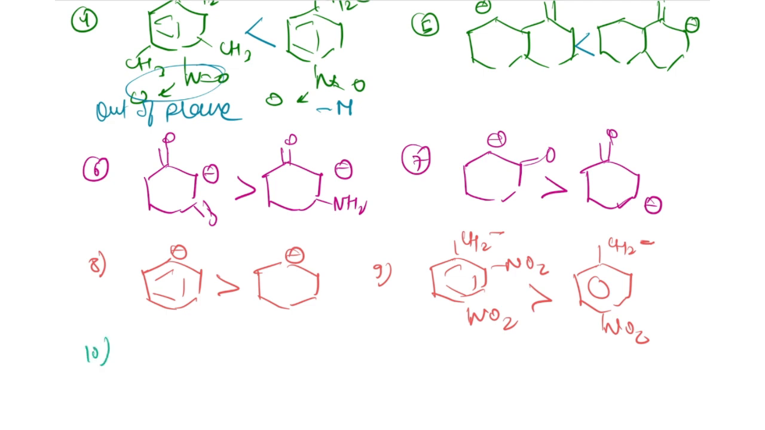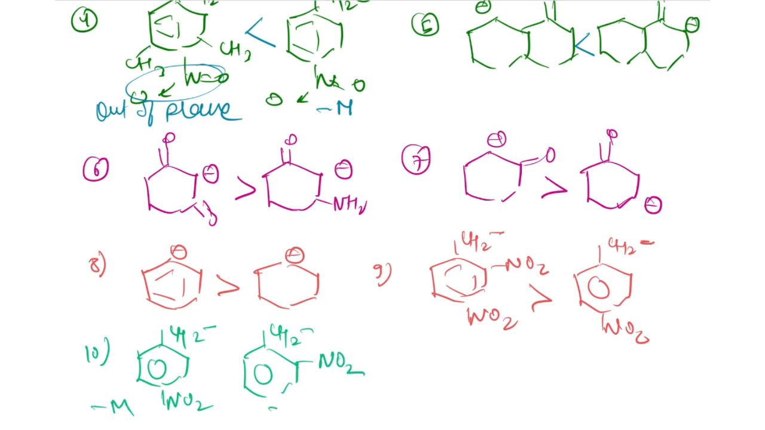Now the 10th question, CH2 negative NO2, and here we have CH2 negative NO2. We know both are showing minus M. But in the second one the effect is more because minus I is more, since it is closer, and the first one is farther. So the answer will be this.